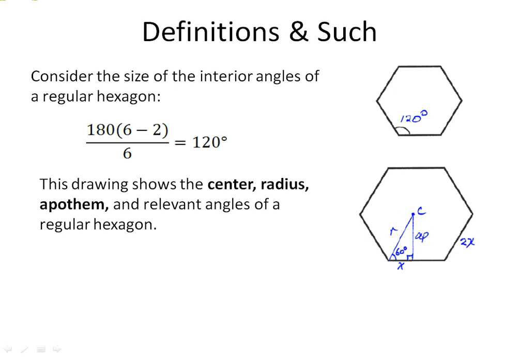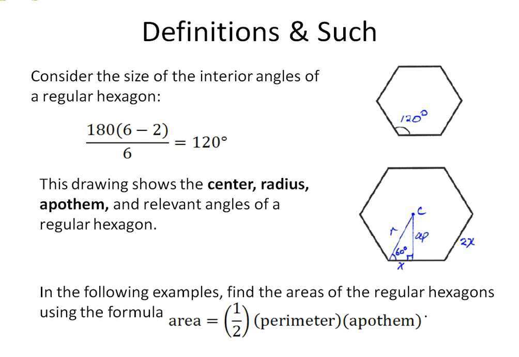With that in mind, in the following examples we want to find the areas of regular hexagons using the apothem formula, which says that the area is equal to 1/2 of the perimeter times the apothem.